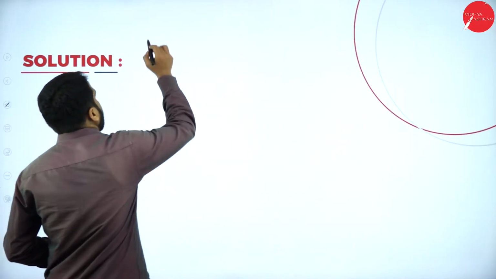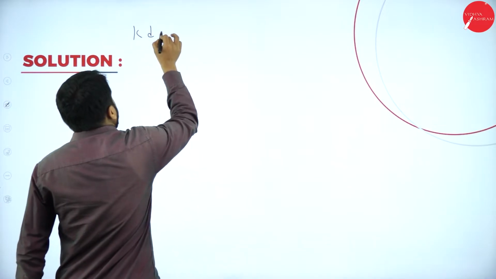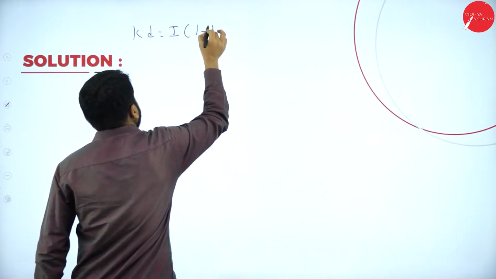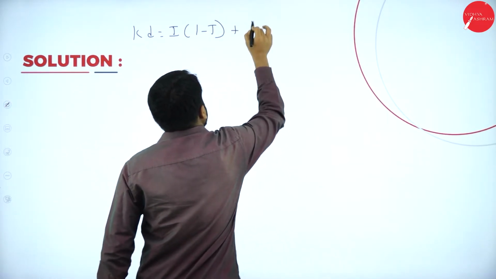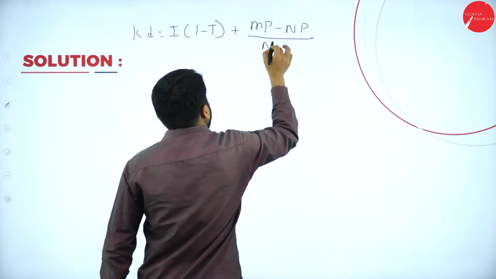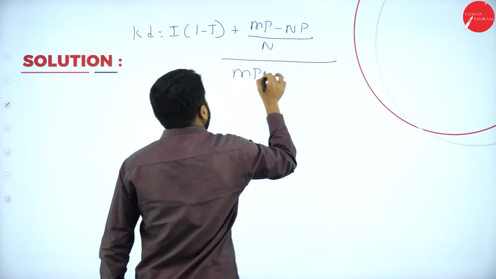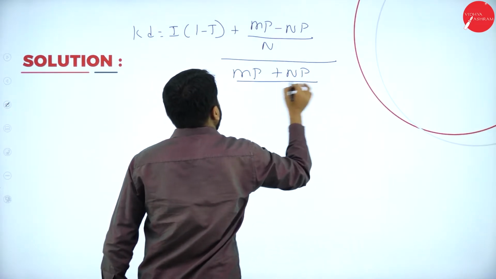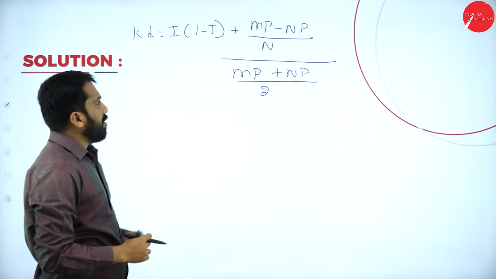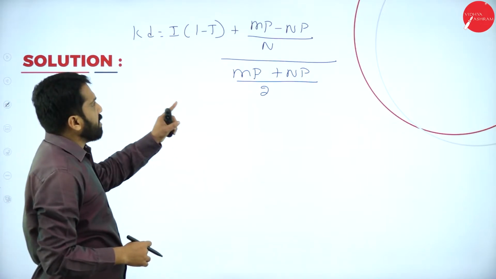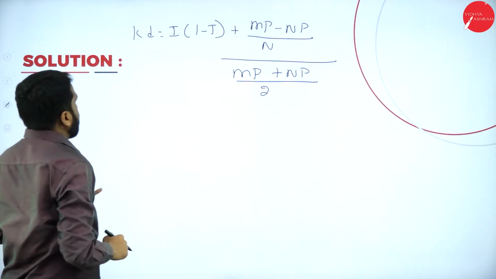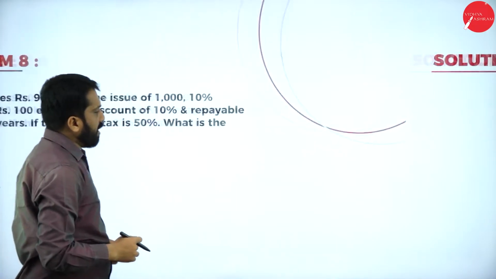In this, what is your formula? Cost of debenture is equal to I, interest, times 1 minus T, tax, plus MP minus NP divided by number of years, whole divided by MP plus NP divided by 2. So these are the information we have. We are done with all this and we calculated what is MP, what is NP, everything. Will simplify this.